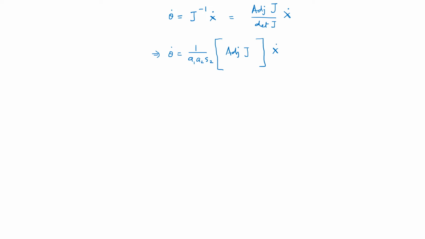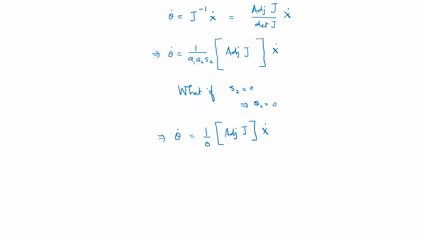Now see what is happening over here. If I say that for the special case when sine of theta 2 is equal to 0, that would mean that theta 2 is equal to 0. In that case, this whole expression presents a divide by 0 situation, and that is going to be troublesome, which would mean that theta dot is equal to 1 over 0, times the adjoint of Jacobian times the end effector velocities.